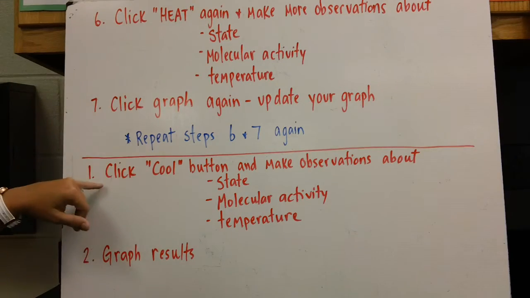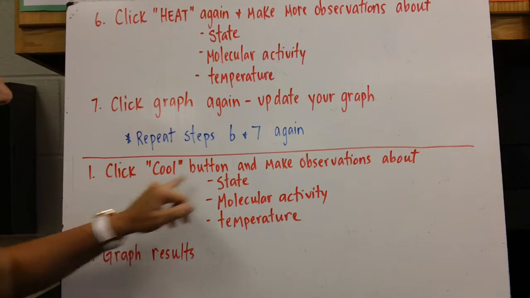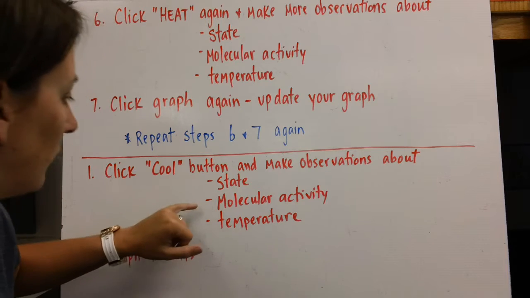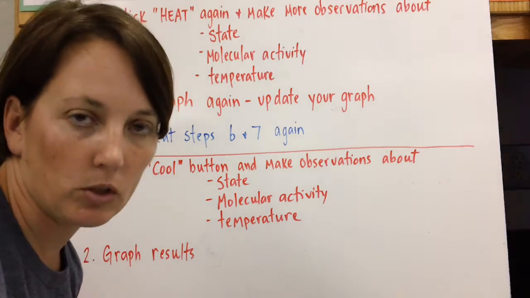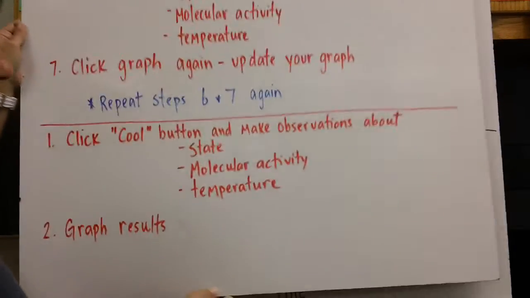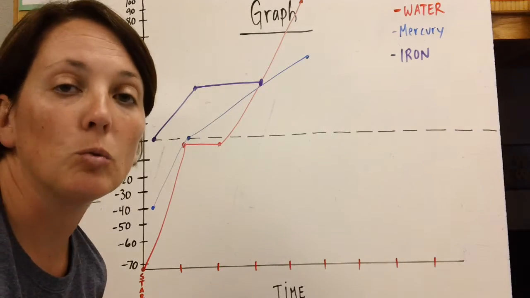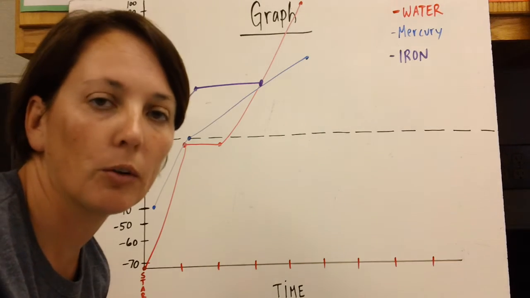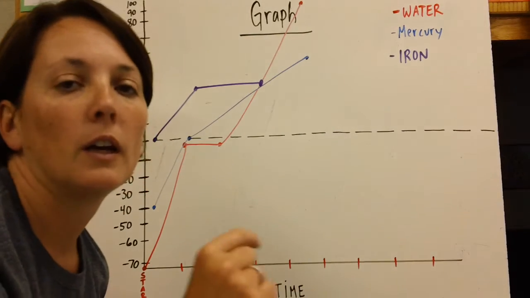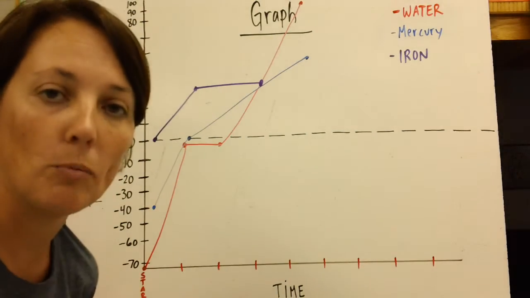Okay? Once you've done that, we're still talking about water. We have not switched substances. You're going to click the cool button and make observations about what state of matter it is, molecular activity, temperature, and then you'll click the graph button again and graph the results. Now, those steps that I just mentioned to you, you will do all of that for water, and then you will graph the results of water. And then you'll repeat those steps, switching substances to mercury, graphing and making observations, and then switching it to iron last.